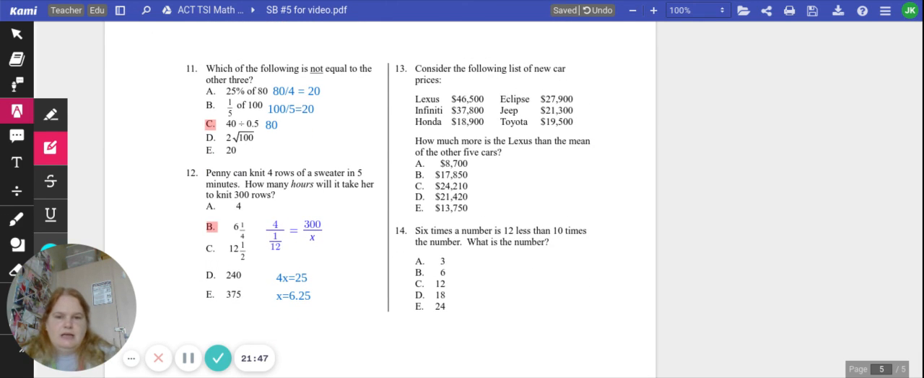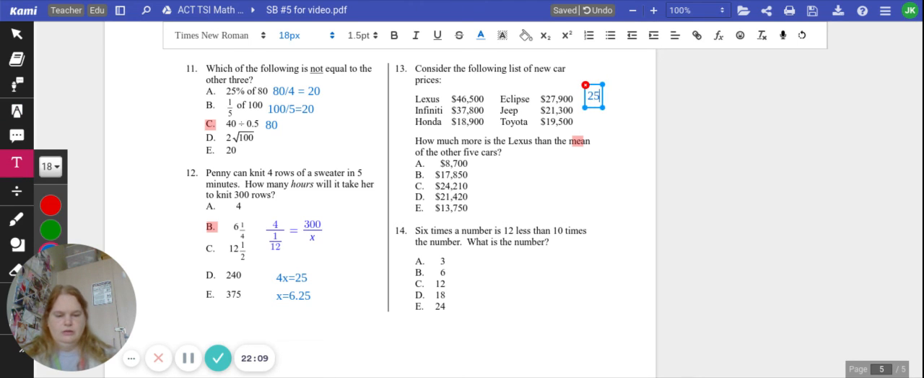Number 13. The Lexus, we want the mean. Mean means average. So you have to add up all the other 5 cars and divide by 5. All right, so I'm going to add all those up and divide by 5. I have to trust my calculator on this one. I get 25080. And then the Lexus minus it, sorry, 46,500 minus that. And that turns out to be D.